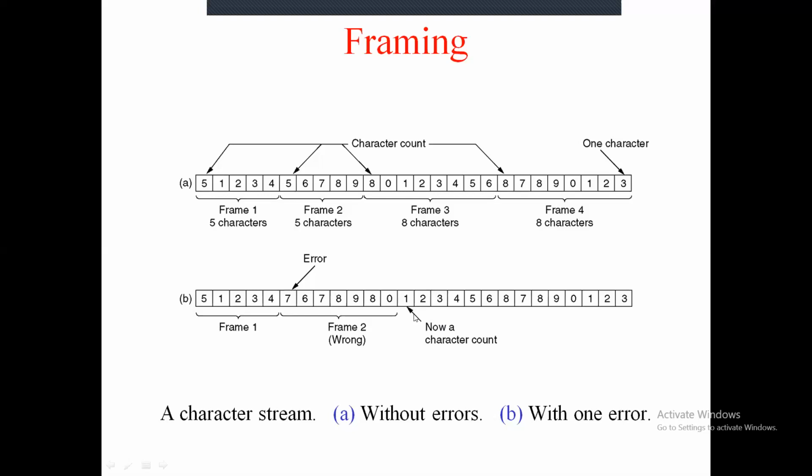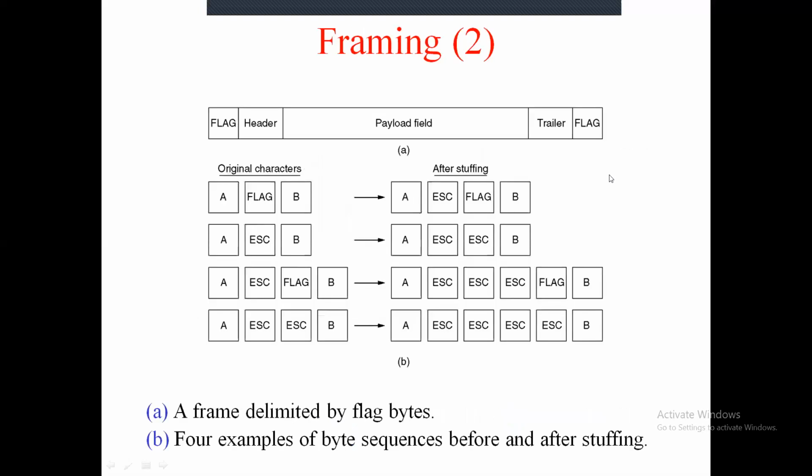If one character changes, then the entire character stream has problems knowing the starting and ending of the frame. In the above frame, it is very clear. 5 means the first one has 5. Next 5 means the next one has 5. 8 means size is 8. 8 means size is 8.